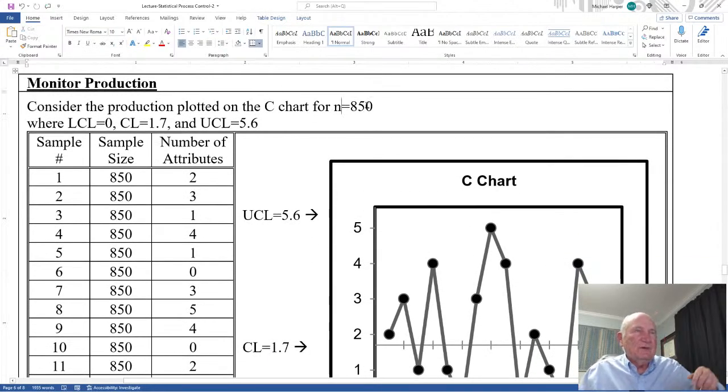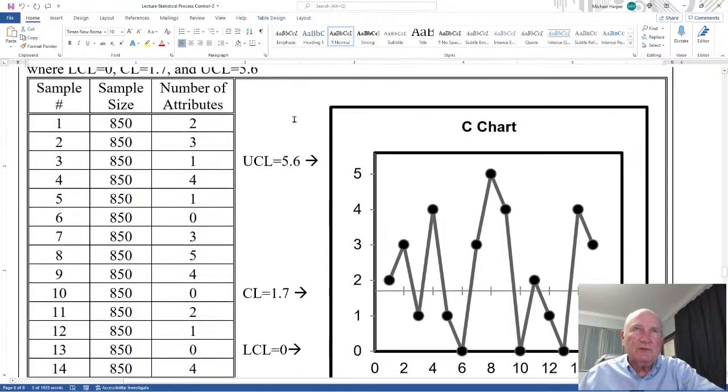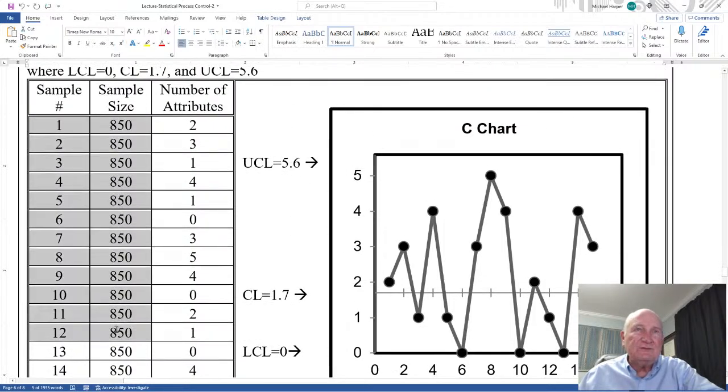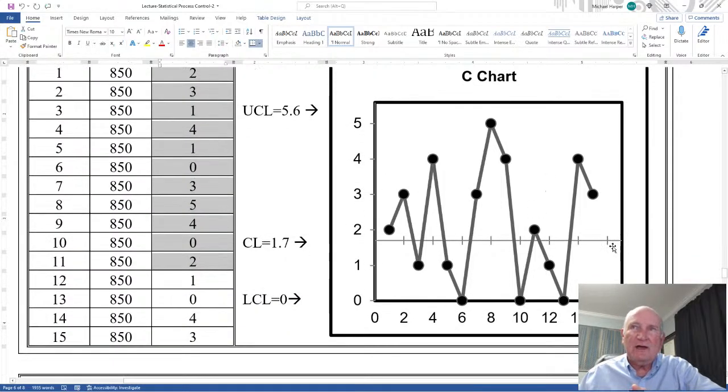Here's our N2. Again, let's take the N2 because that's the sample size for the chart. And down here, we're going to plot it. Here's our lower control limit, center line, upper control limit. Here's our 850, our sample size. That's the attributes. Now this time, all we're plotting are just the attributes, just the count. And there they are.